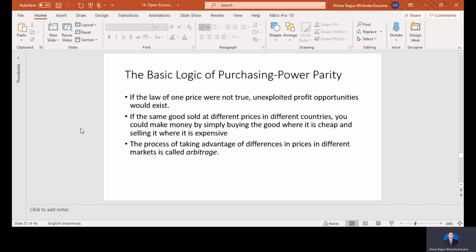If the law of one price were not true, unexploited profit opportunities would exist. Of course, because they have a difference in terms of price. If the same gold sold at different prices in different countries, you could make money by simply buying the good where it is cheap and selling it where it is expensive. The process of taking advantage of differences in prices in different markets is called arbitrage. So arbitrage is the process of taking advantage of differences in prices in different markets.